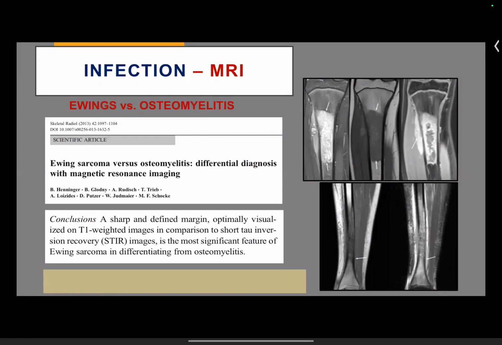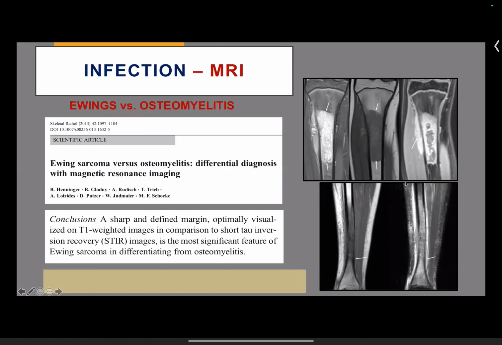One thing, this is an old paper, but I think there's an important point there, that on a T1 weighted image, if we have got a very sharp delineation with the fatty marrow, it's usually tumor. And if it's a bit vague, a bit ill-defined, it's just kind of merging in, then it is osteomyelitis. So that's what it's saying, that on T1 weighted images in comparison to STIR is the most significant. A sharp, well-defined margin is the most significant feature of Ewing's in differentiating from osteomyelitis.